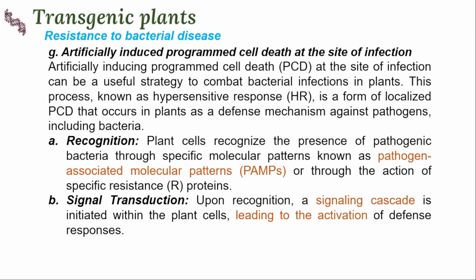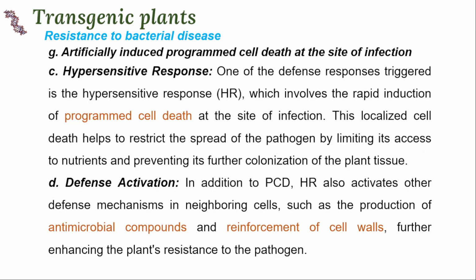Next approach is induction of programmed cell death at the site of infection. Whenever we change the genetic parameters of the host plant in such a way that whenever bacterial infection happens, it will trigger automatic programmed cell death. Whenever the programmed cell death signaling cascade is triggered, definitely those cells will die instantly, so that the transmission of the pathogen to the healthy cells through plasmodesmata conduction will be prevented here.